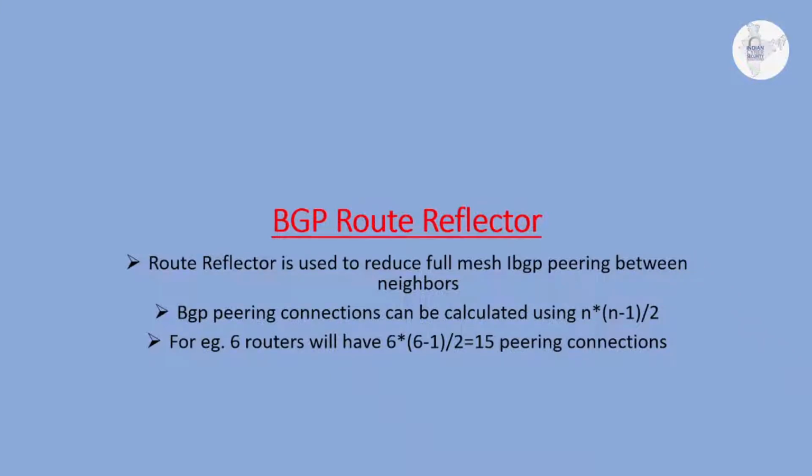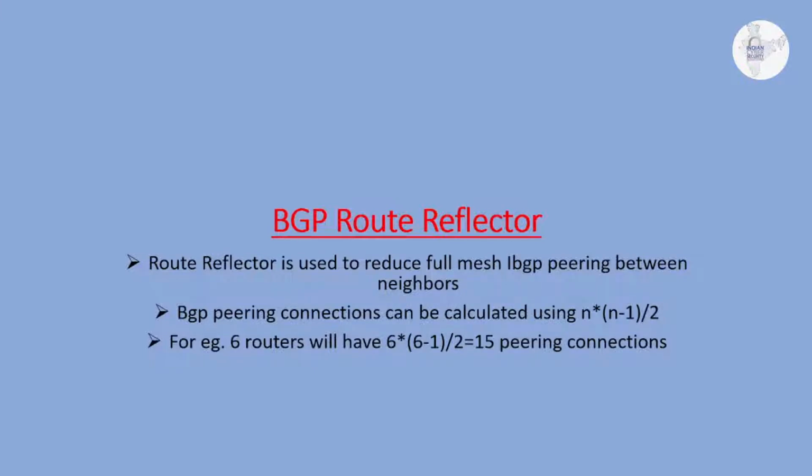Today I'm going to talk about BGP Route Reflector. Now BGP Route Reflector is a concept which is used to reduce the full mesh iBGP peering between the BGP neighbors. If you have iBGP configured between neighbor routers and all the routers are connected to each other in a full mesh design, then they share more routing updates. So to reduce the iBGP peering and to reduce the total volume of routing updates between the neighbor routers, we use the concept of BGP Route Reflector.